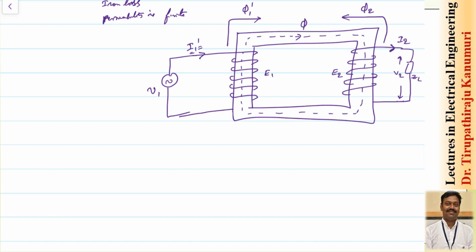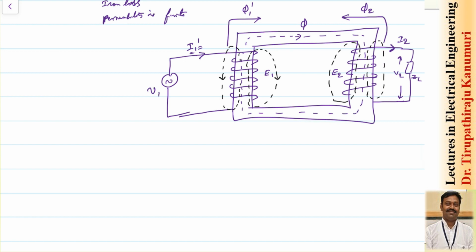But in practice, because of this current, not all the flux that is produced will pass through the core. Some flux will close here itself. That means some flux will leak like this. Because the reluctance through air is more, less flux leaks like this, and most of the flux will pass through the core only. Similarly, on the secondary side also, some flux will close here itself. It will not pass through the core, it will only link with the secondary coil.